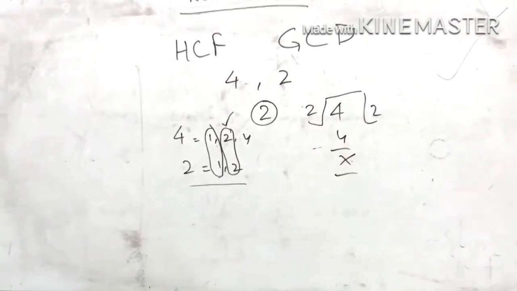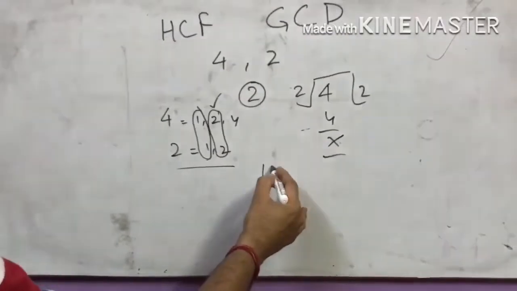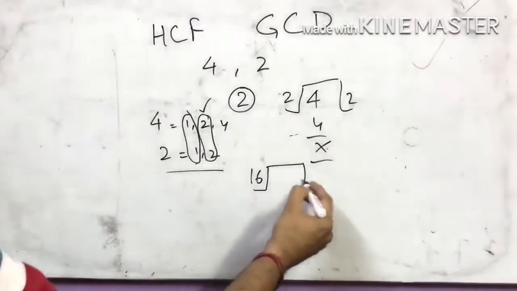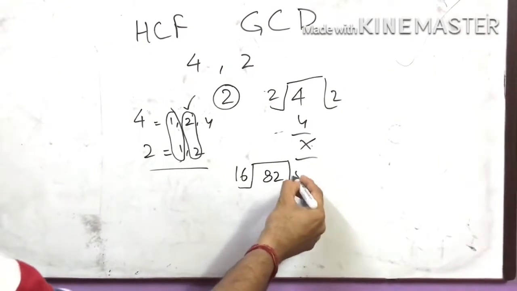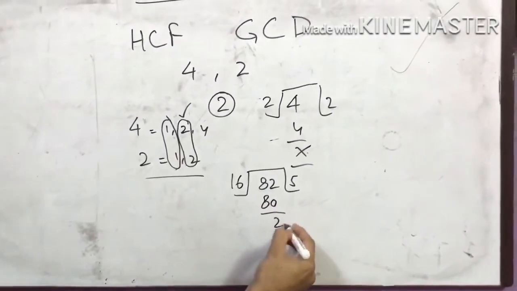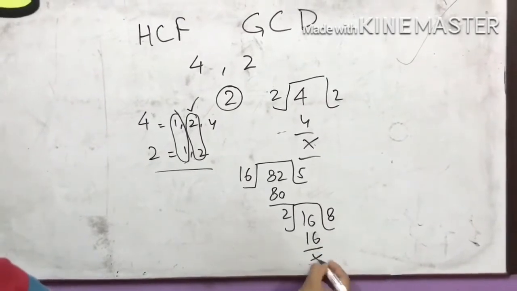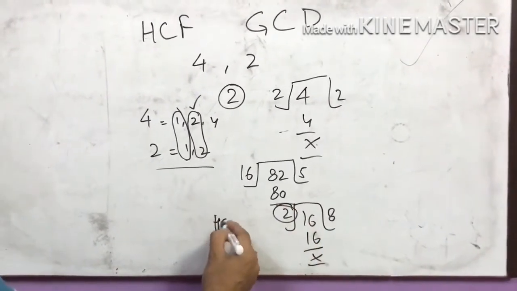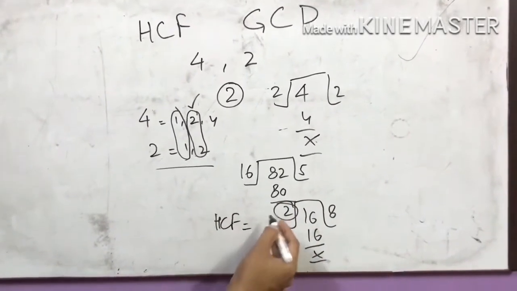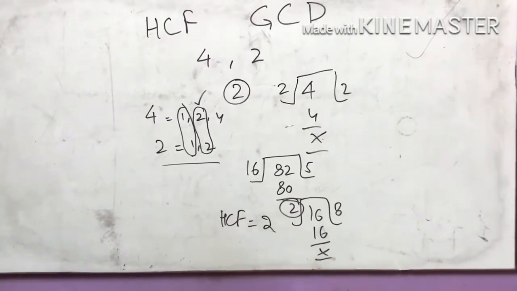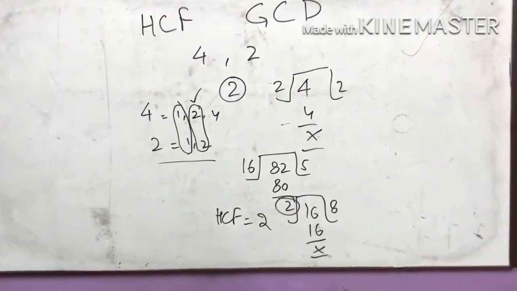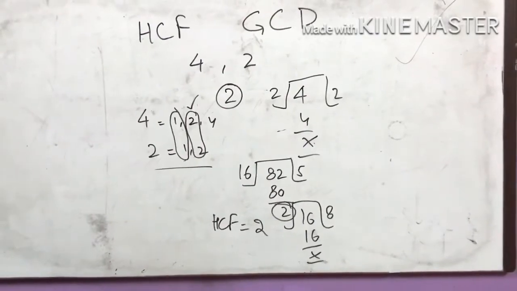This is a simple question. You can take bigger one also. So this will be the HCF. This is division method. I think you already know it from 7th, 8th. So your HCF in that case will be 2. So this is called HCF or GCD.